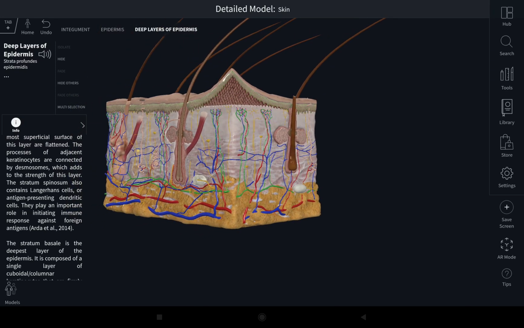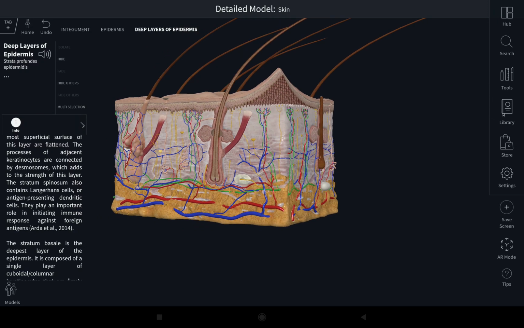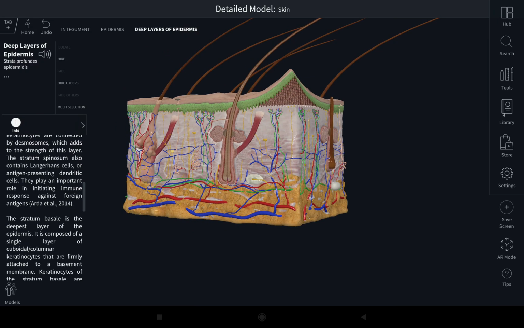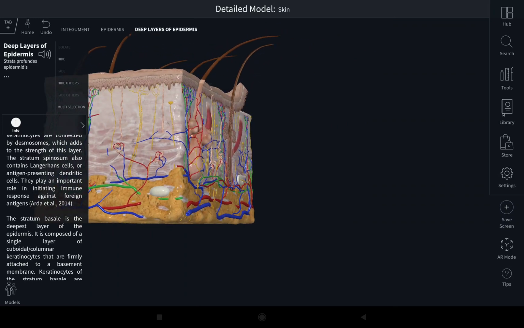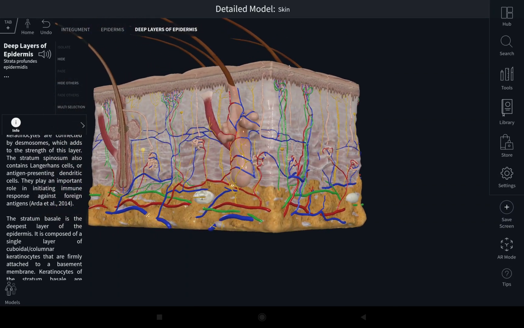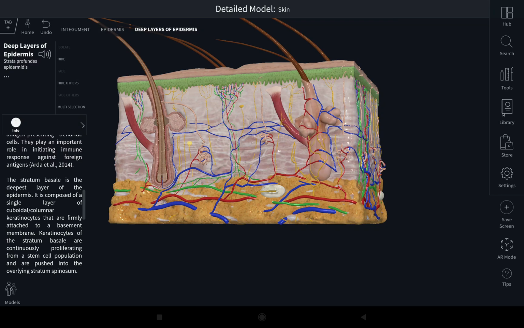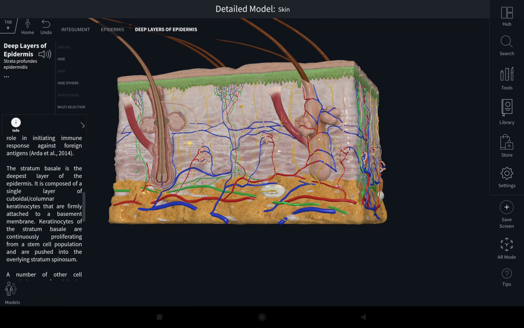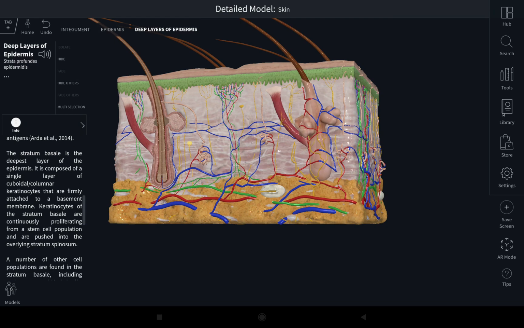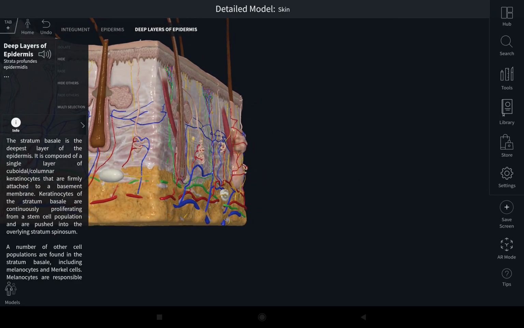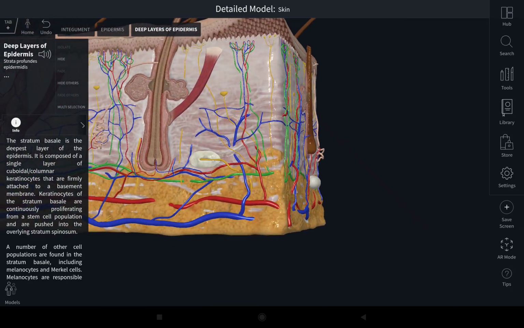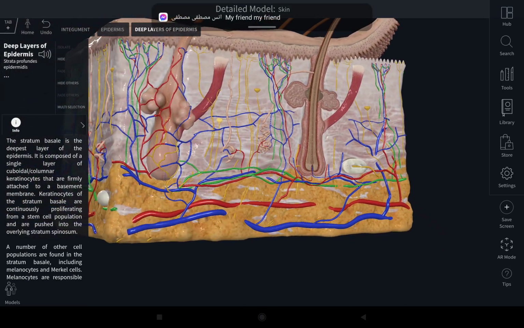The stratum basale is the deepest layer of the epidermis. It is composed of a single layer of cuboidal to columnar keratinocytes that are firmly attached to a basement membrane. Keratinocytes of the stratum basale are continuously proliferating from a stem cell population and are pushed into the overlying stratum spinosum. A number of other cell populations are found in the stratum basale, including melanocytes and Merkel cells.